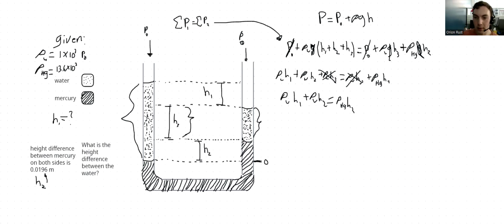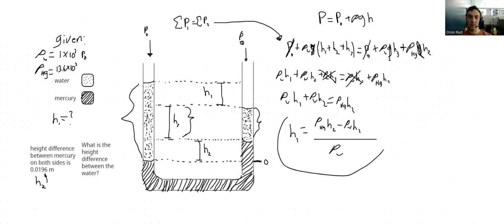Cool. Now we can separate and solve algebraically for H1. When we do that, we get H1 equals the density of mercury times H2 minus the density of water times H2, all over the density of water. Now, this is a beautiful equation. It's very easy to plug in, and we have our given values.